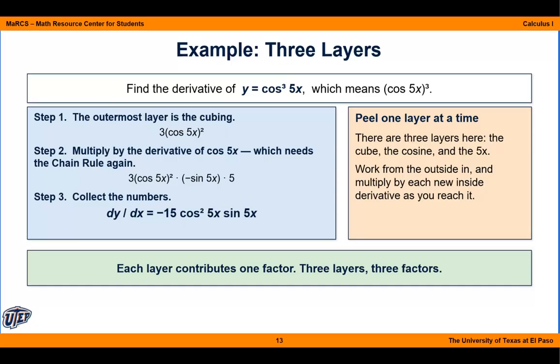Multiplying all 3 factors gives us dy/dx is equal to 3 cosine 5x squared times negative sine 5x times 5, and this would be equal to negative 15 cosine squared 5x sine 5x. Work from the outside toward the inside, one layer at a time. Each layer contributes the factor produced by its derivative.